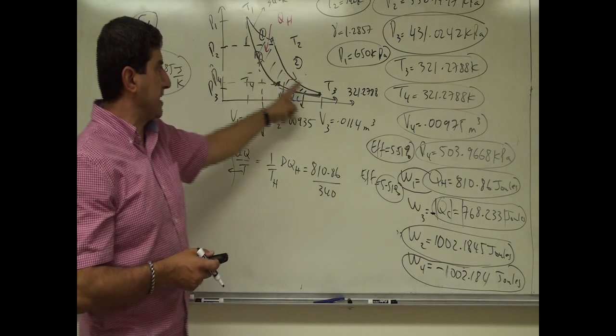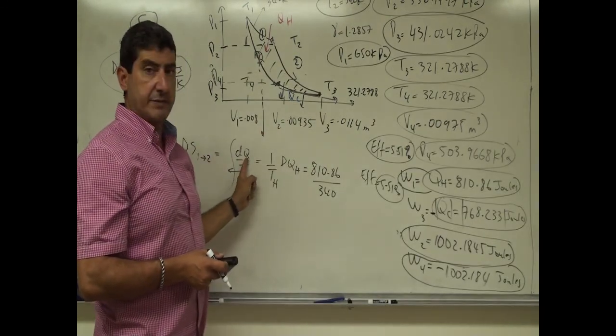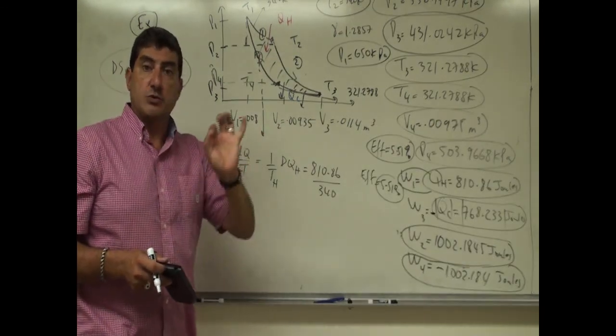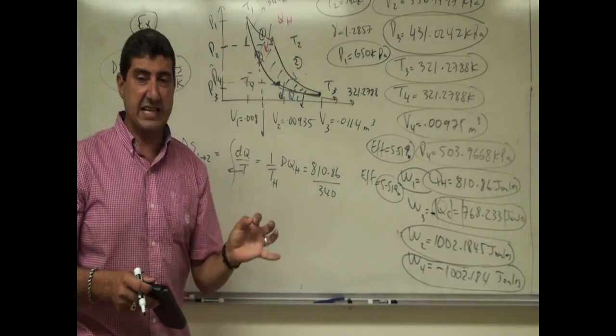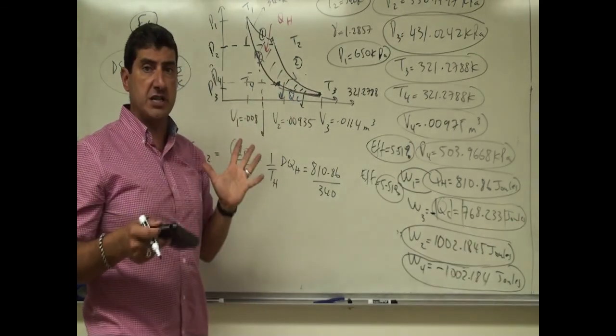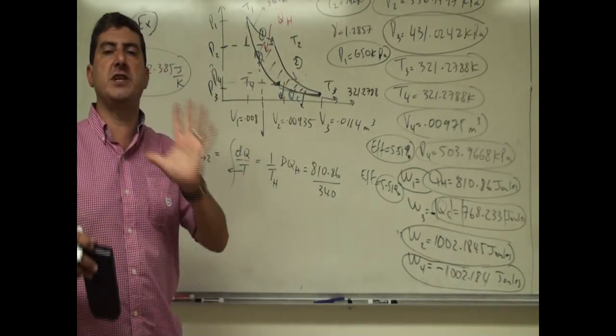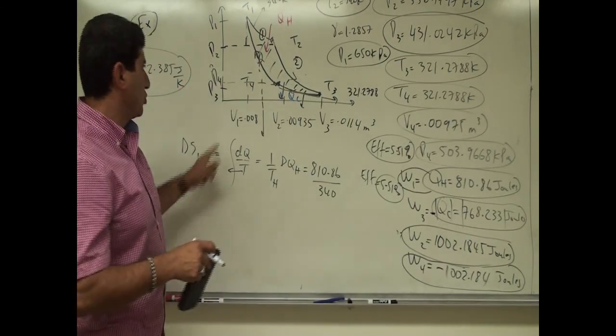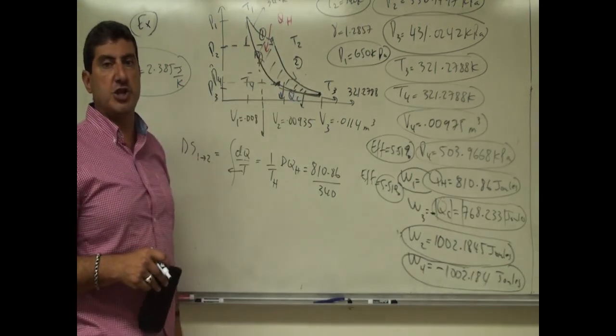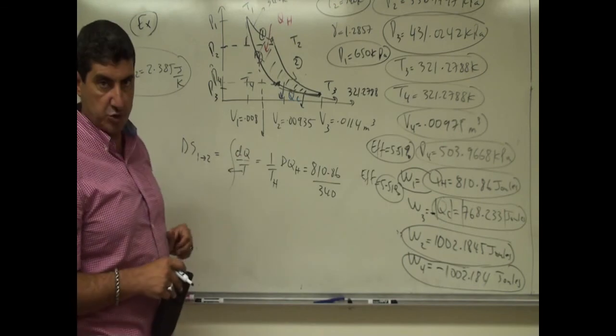Now, in an adiabatic process, there is no heat coming in, and if it's done reversibly, quasi-statically, slowly, and no heat is coming in, the change in entropy is 0. Okay? So during stage 2 to 3, no change in entropy, because delta Q is 0.